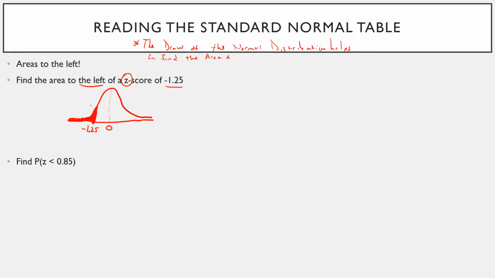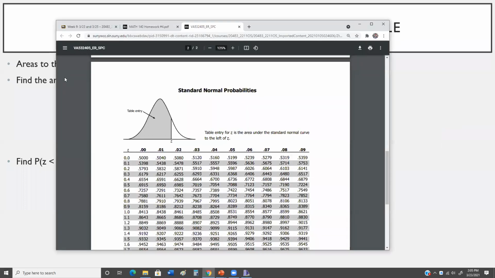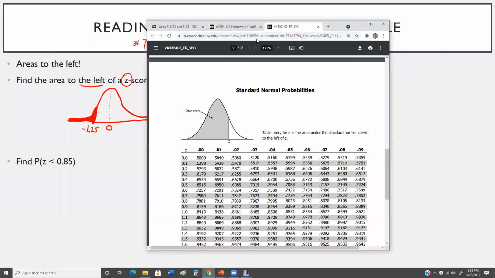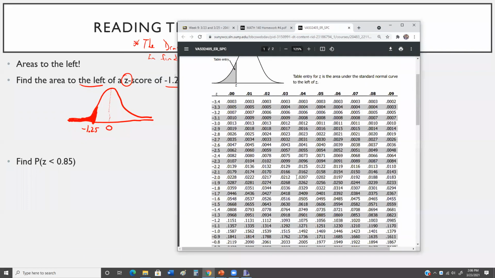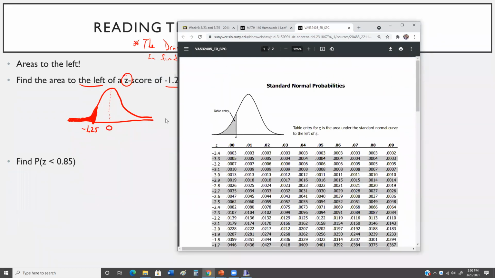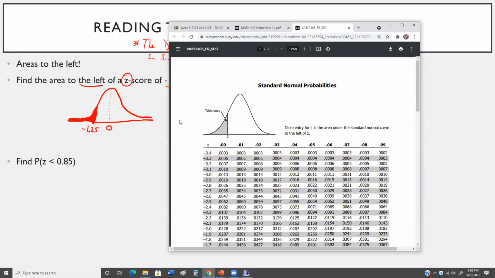Now look at this. While it's not perfect, does this shaded curve kind of look like this one right here? Do they look roughly the same? Do my pictures look the same? Yes, okay, they do. So what that means is I can now use this table to find that area.